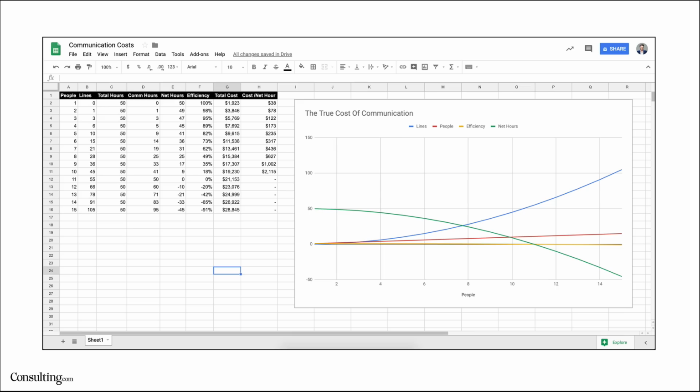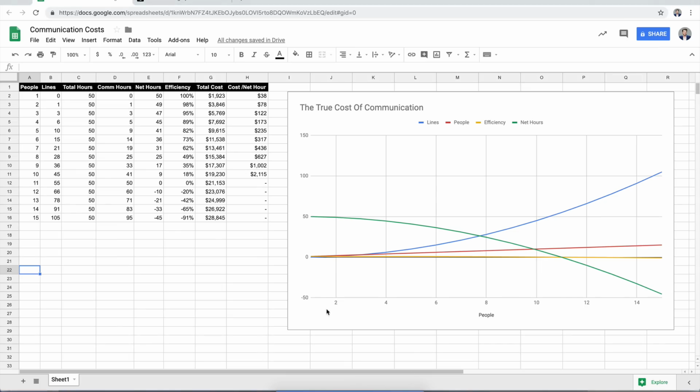And what I did is I plotted this out in a Google Sheet, and you can see what I did here. I plotted the number of people, then I figured out the number of lines using that formula, which I just showed you, and you can see it growing up here. And then the total number of hours they work. So I assumed, let's just say these people are going to work 50 hours per week each, right? Now, that is total hours at the office, but communication hours, how many of those 50 hours are spent communicating?